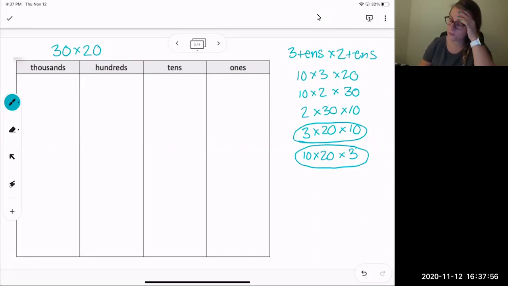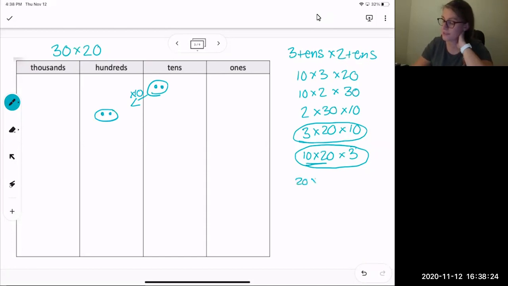The first part we're going to do is 10 times 20. We can represent 20 in our place value chart by putting 2 in the tens place. When we multiply that by 10, we're just moving it one place higher. That gives us 2 in the hundreds place. So we know 20 times 10 is 200.